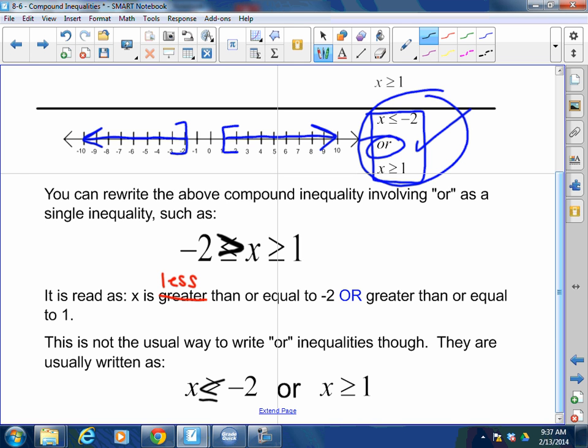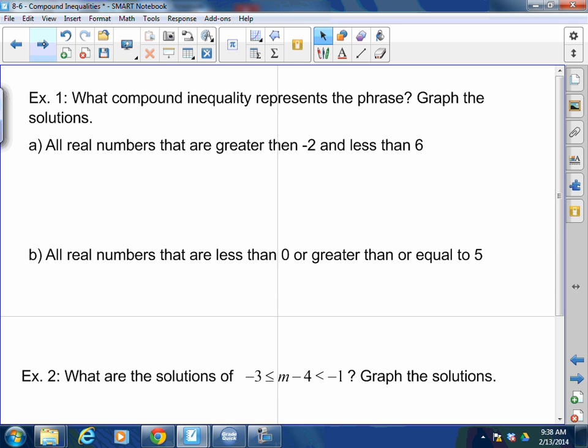Pretty easy, right? Does anyone have any questions before we actually start applying this? Because we got a good amount of examples. We're good? Okay, thank you. All right, let's do this.